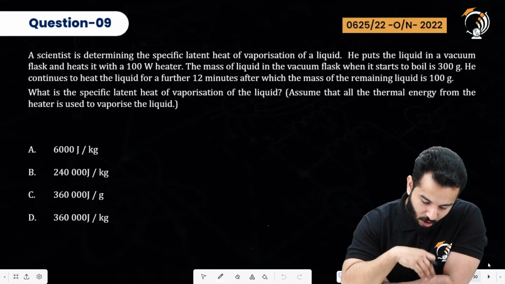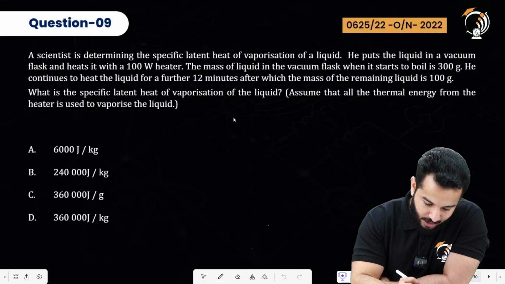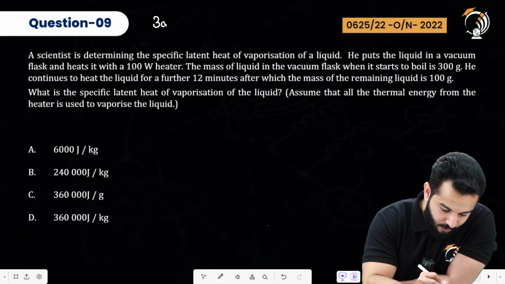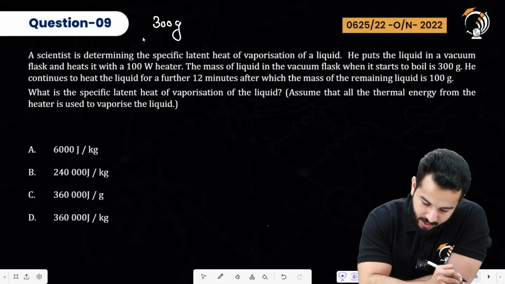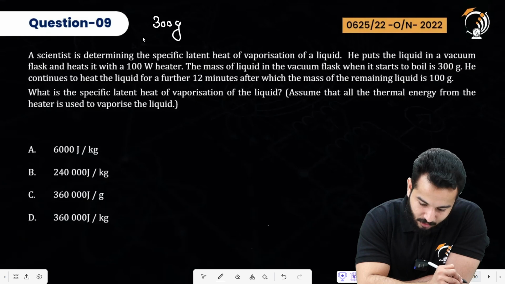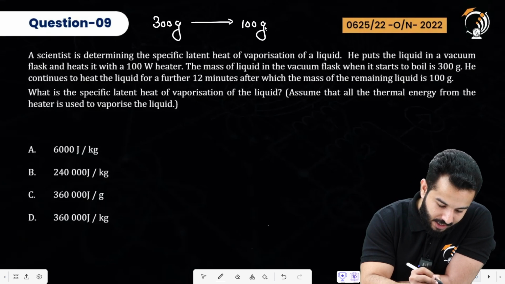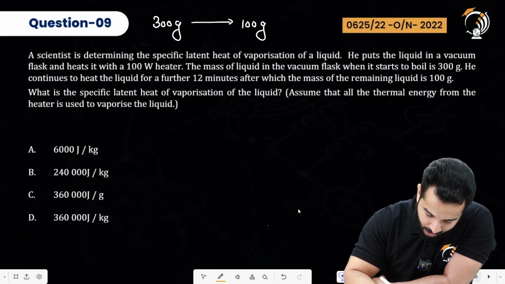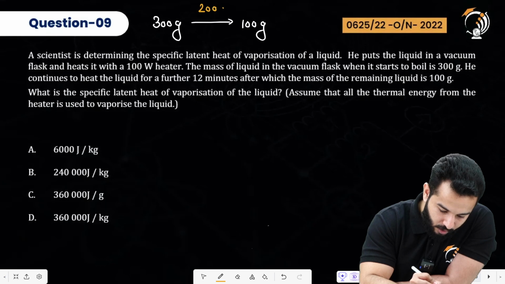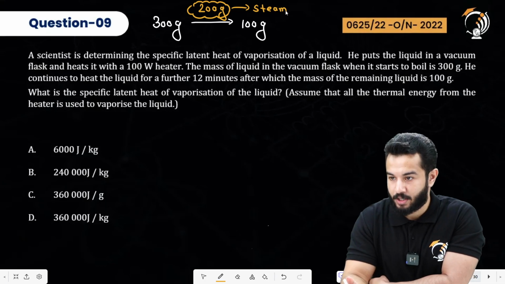All right. Now, please try to understand what we are trying to do over here. We have got 300 gram of liquid, right, and it starts to boil, and the mass of the remaining liquid after some time is only 100 gram. What do you mean by this? It means that 200 gram of steam has been produced, right?